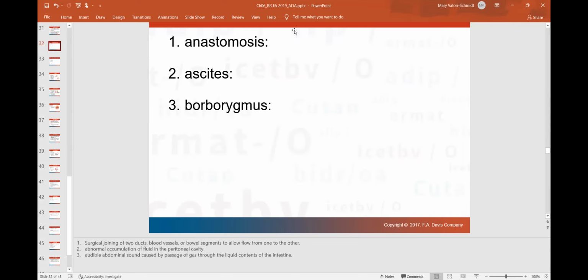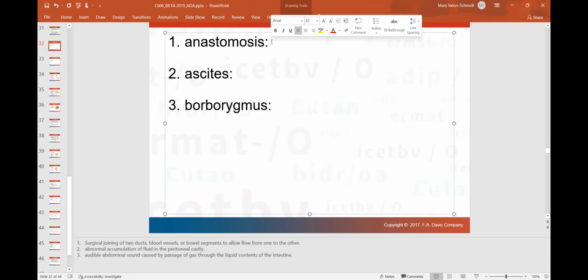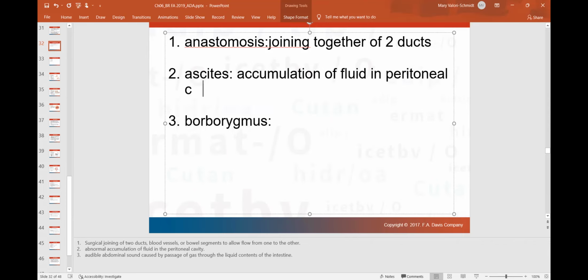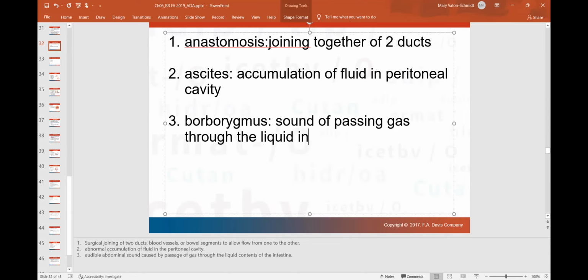And then we have some other words here. We have the word anastomosis. And anastomosis is a joining together of 2 ducts or blood vessels or part of the intestines. Ascites is an accumulation of fluid in the peritoneal cavity. And borborygmus, and that's a fun word, is an audible sound that's passing gas through liquid contents of the intestine. So it's almost like a bubbling sound, the sound of passing gas through the liquid within intestines.